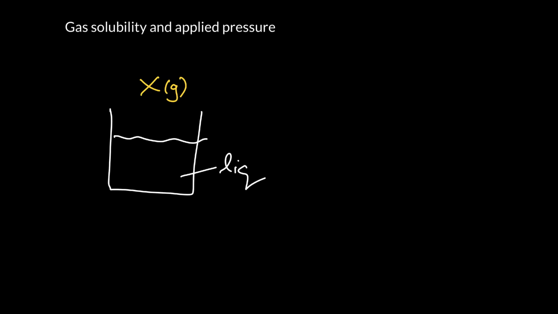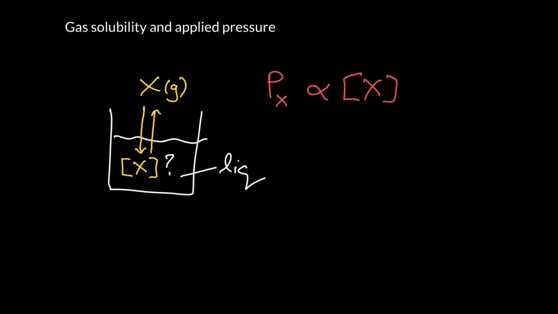And the question is, what is the concentration of X that dissolves in the solution? Presumably some of the gas will dissolve in there, so it can move down and get absorbed by the solution. And of course, once it's in the solution, it can come out and reform the gas. And the question is, how can we tell the solubility of the gas given the pressure of the gas? And it turns out that what you might expect is true. The pressure of the gas above the liquid is proportional to the concentration of the gas in the liquid. So the greater the pressure, the more the gas is pushed in and forced to dissolve in the solution.